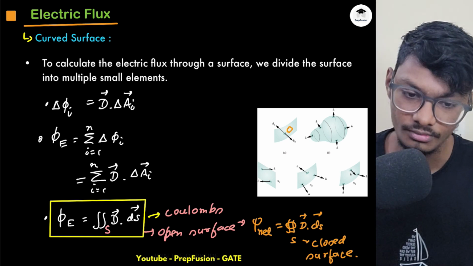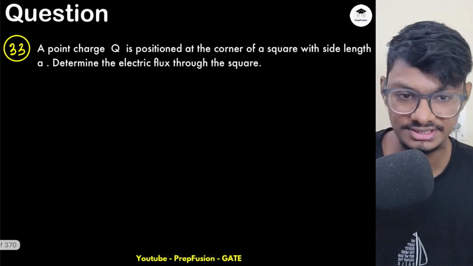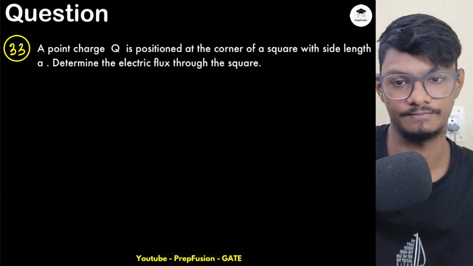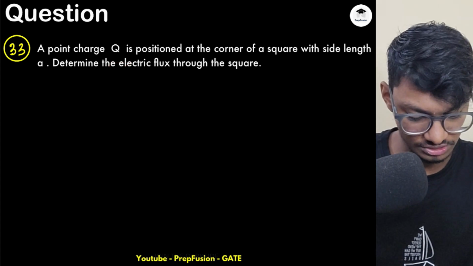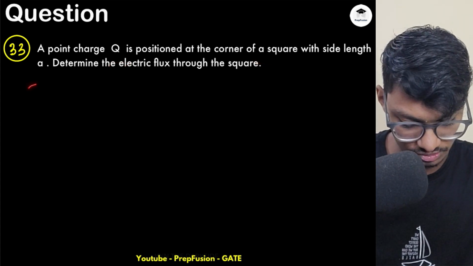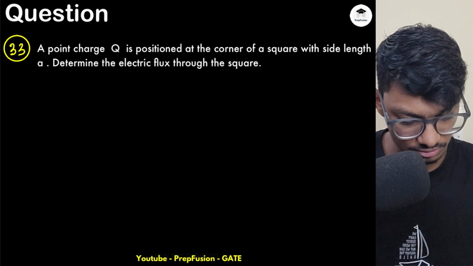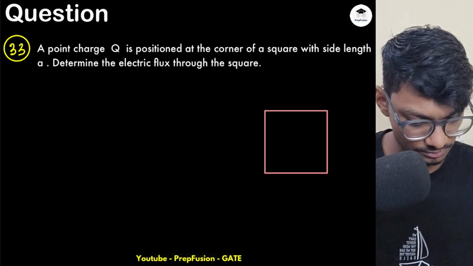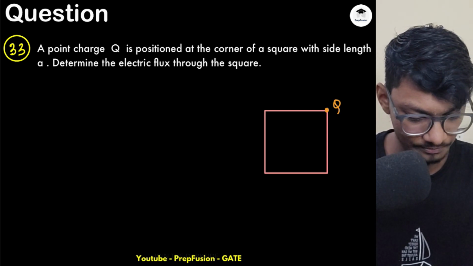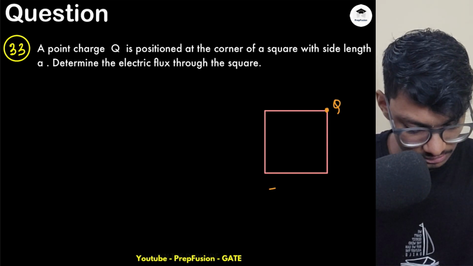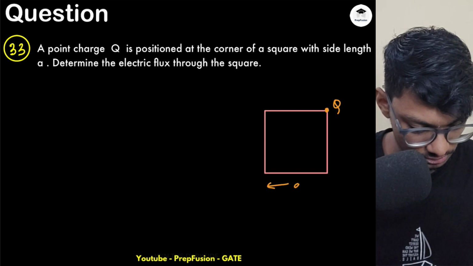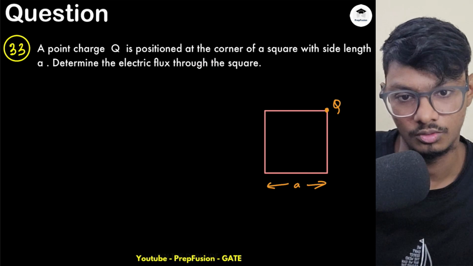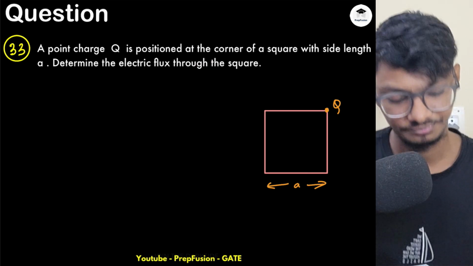Okay, so now let's do a basic question. A basic common sense question. You don't need any integration formula, nothing. A point charge Q is positioned at the corner of a square with side length A. So I have a square and a point charge is just positioned here, Q, and its side length is A. Determine the electric flux through the square. What will be the electric flux through the square?